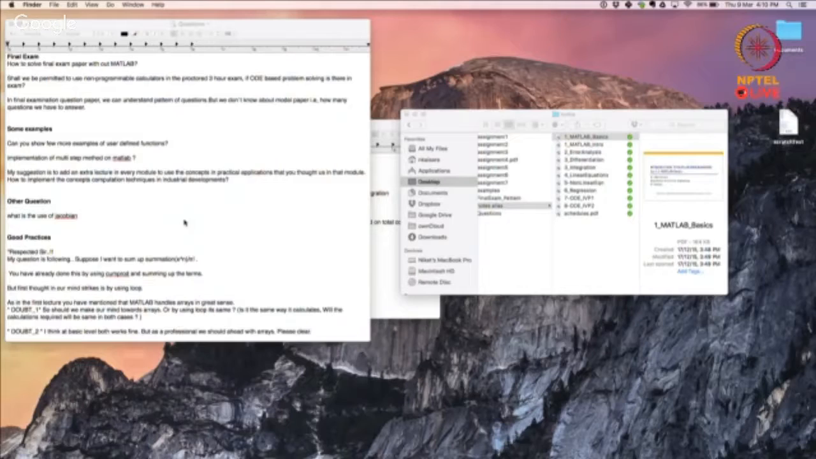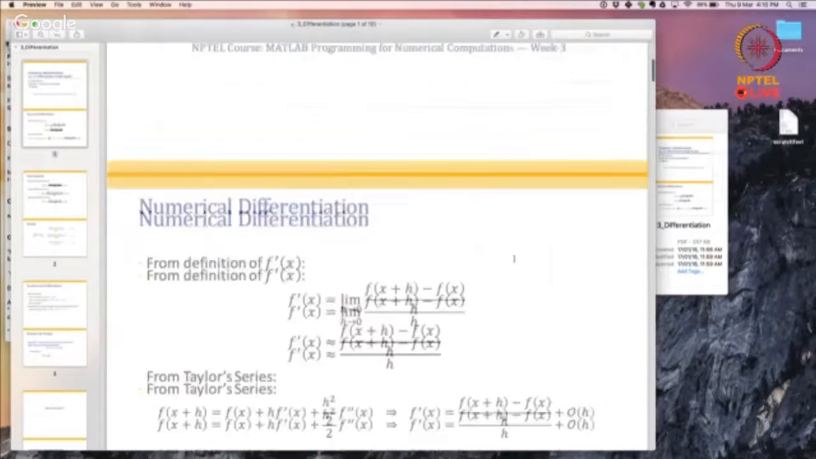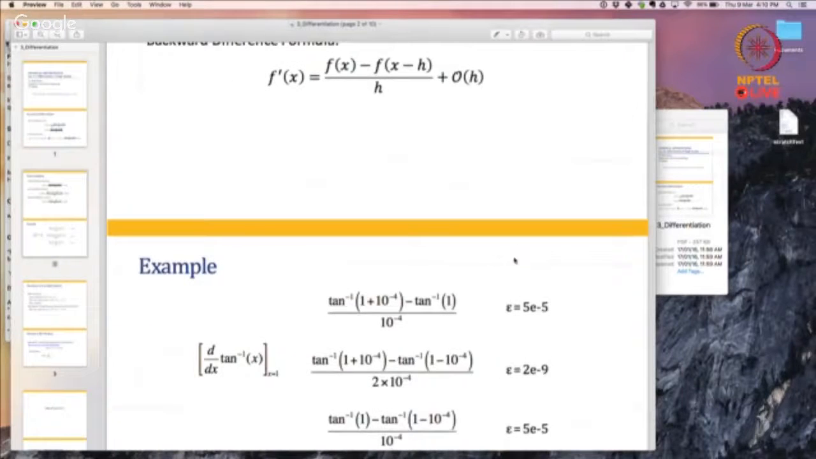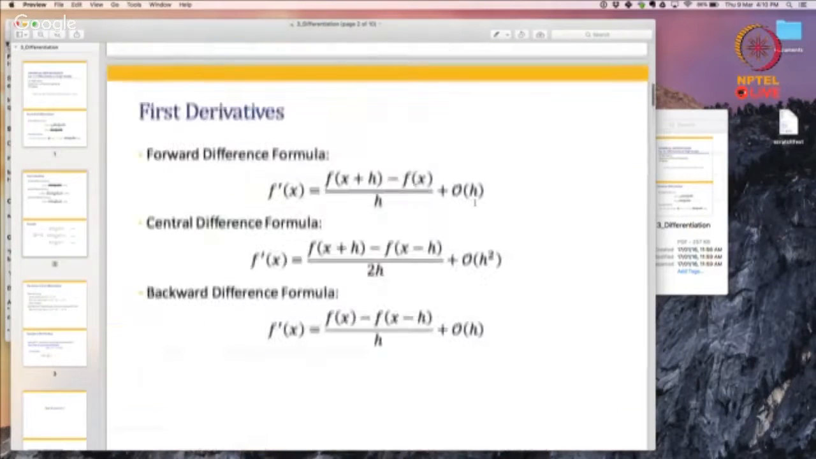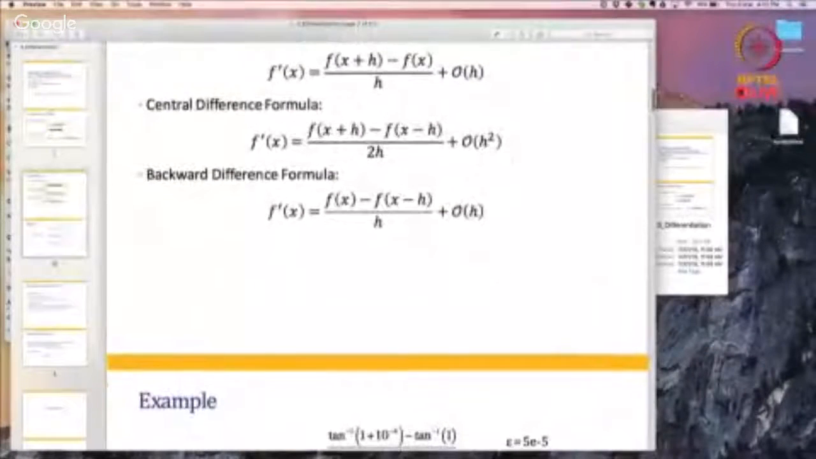Various notes, for example, let's go on to differentiation. These are the notes that we have uploaded on numerical differentiation. So this is one way to review that. Just to take an example: forward difference, central difference, backward difference formulae. These are the three different formulae, and forward difference and backward difference are order h to the power 1 accurate. Central difference formula is order h squared accurate. This is how the formula looks.